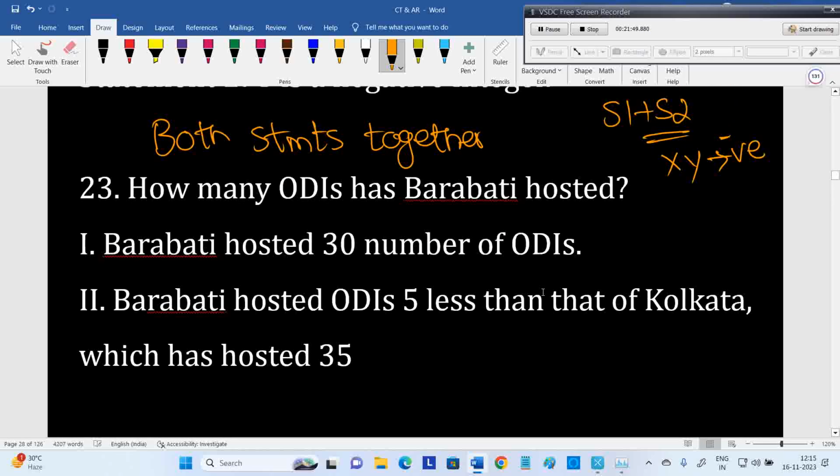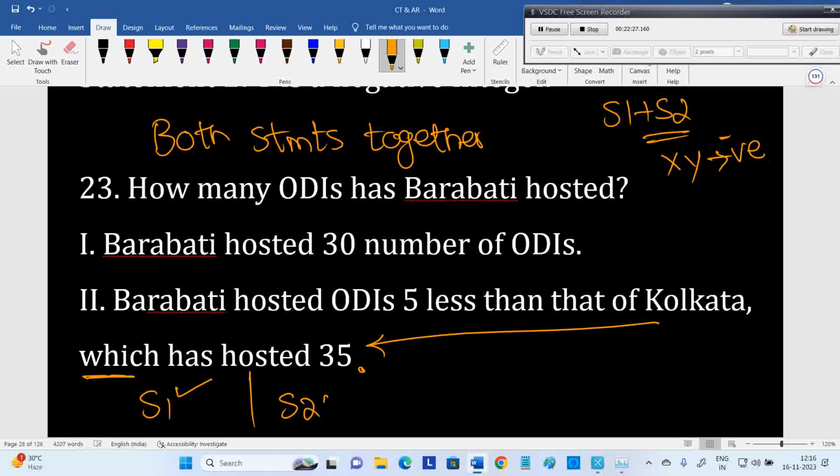What about the 23rd data sufficiency? How many ODIs did B, that city, host? B hosted 30 ODIs, statement 1 alone, okay. Now, guys, I said already, even if statement 1 alone is correct, don't stop your process. Try statement 2 alone. What does statement 2 alone say? B hosted 5 less than Kolkata, Kolkata hosted 35. When they use the words which, whose, what, they are related to Kolkata only. Immediate thing, Kolkata is 35. B is 5 less than that, that means 30. So statement 2 alone also I can do.